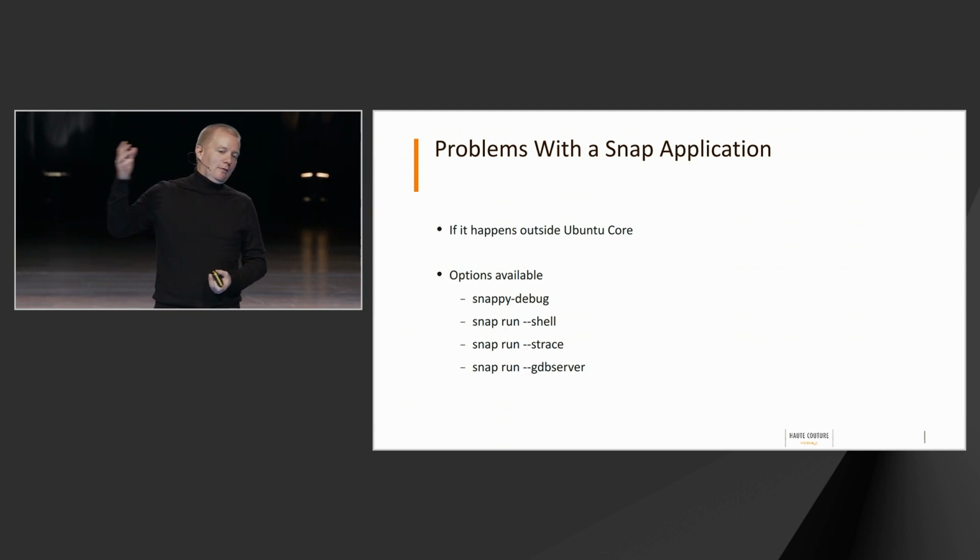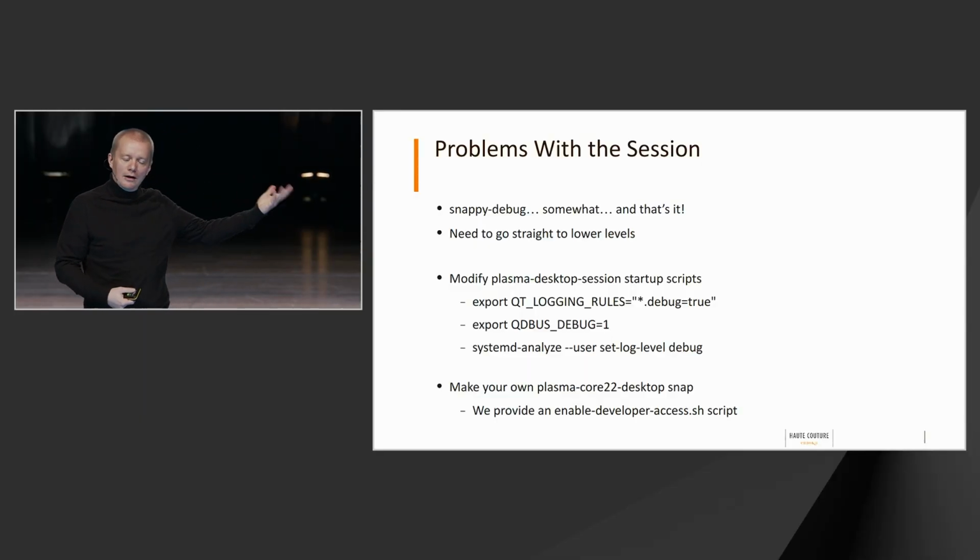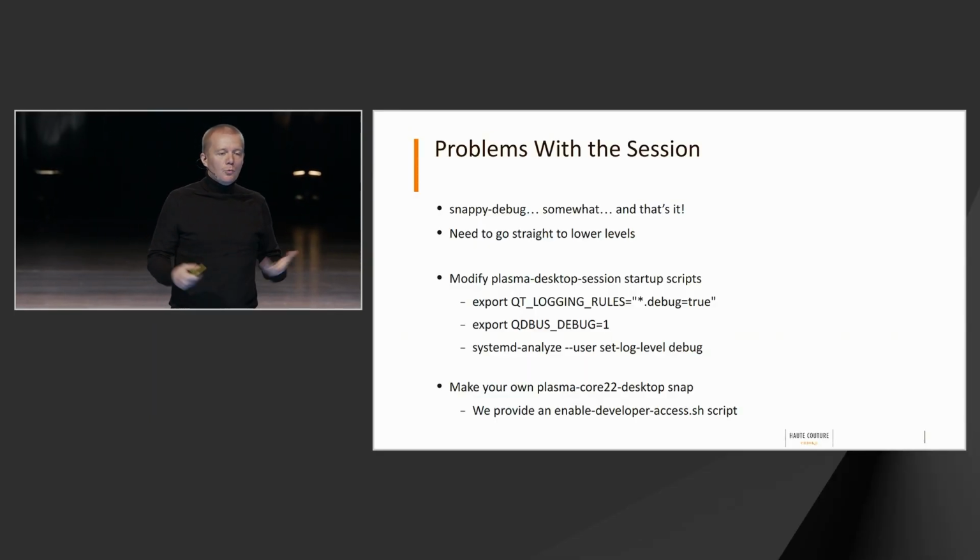Or if nothing is enough for you, then you can turn to snap run GDB server, and then you basically attach to the process with GDB, and you really need to have debug info here to help. But yeah, you can introspect pretty much everything. That's the easy case in a way, right? Because if that's an application having a problem only in the session that we're providing for Ubuntu Core, for instance, or if that's with the session itself, like some of the problems I described, then what are your options?